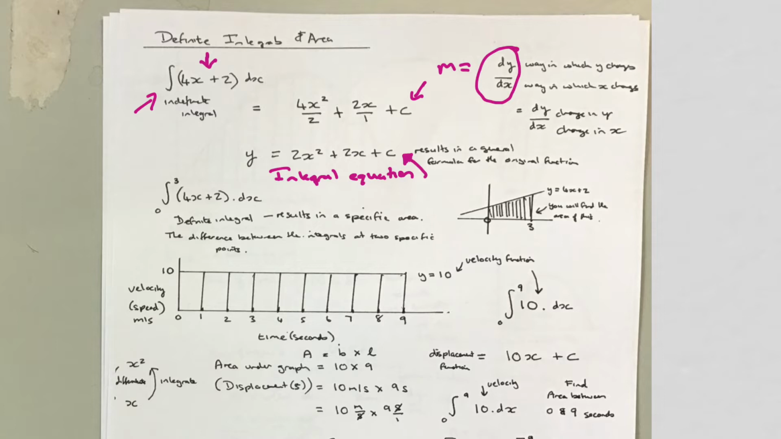That one's indefinite. This is a definite integral. So again, this is just terminology. This one is saying you're going to integrate the area between x is 0 and x is 3, right? So that's a definite integral.